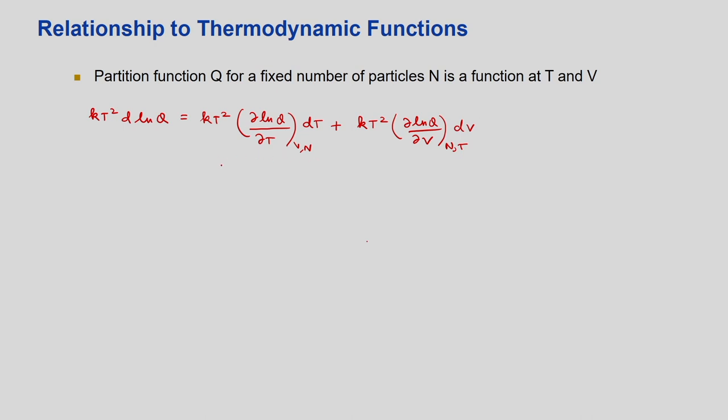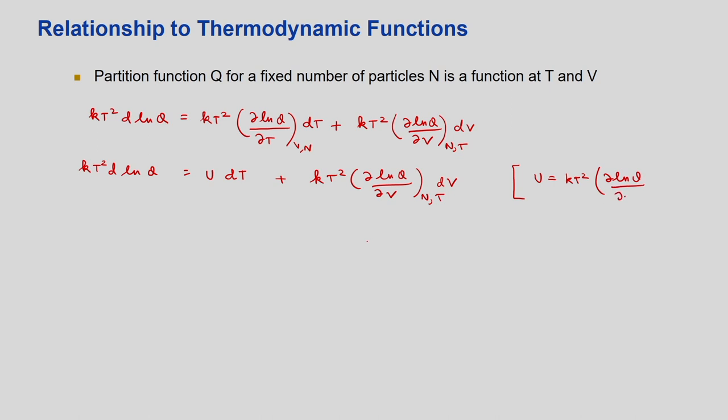Now, see this expression, the first expression. If you recollect, this is nothing but U dT, because this expression is an outcome of the definition of internal energy, which I just wrote in the previous slide. U is equal to kT² ∂ln Q/∂T. So ∂ln Q/∂T is already there, I am putting kT² here, so what you have is only U dT.